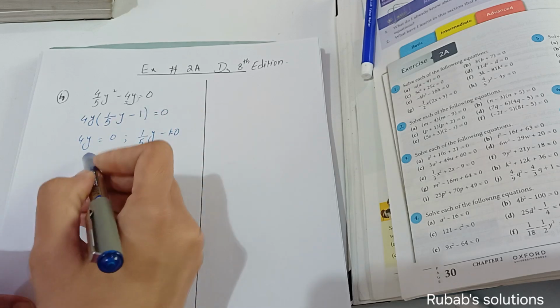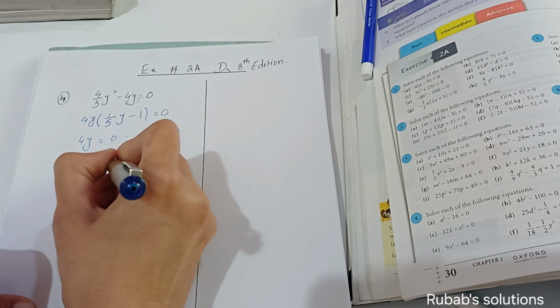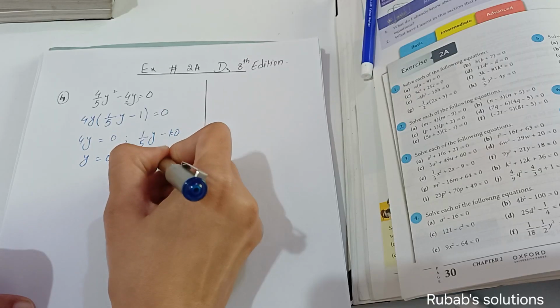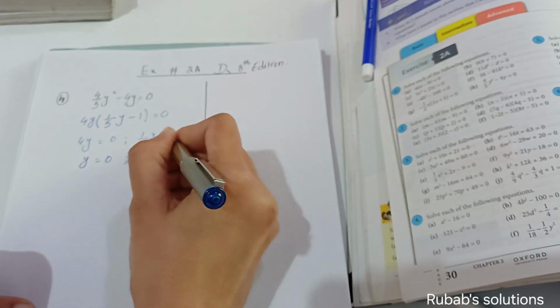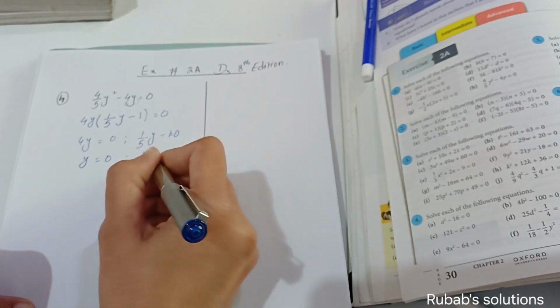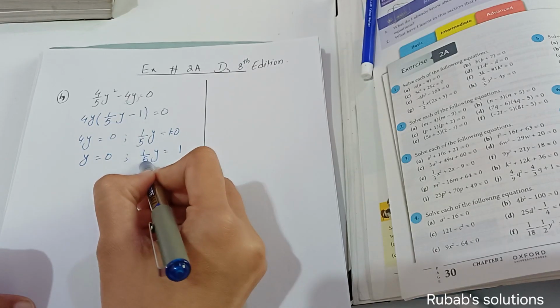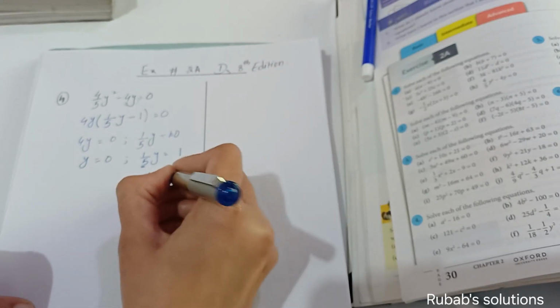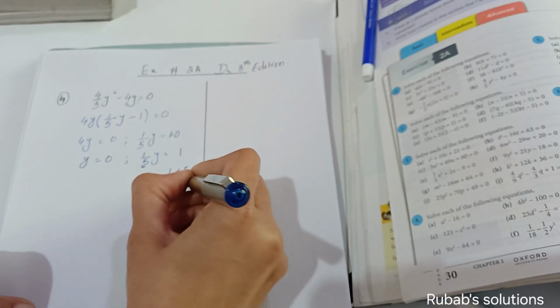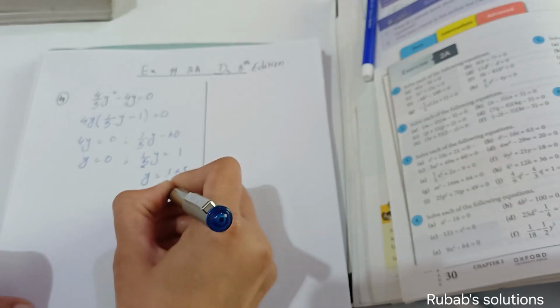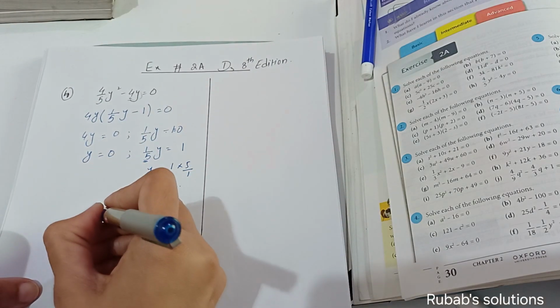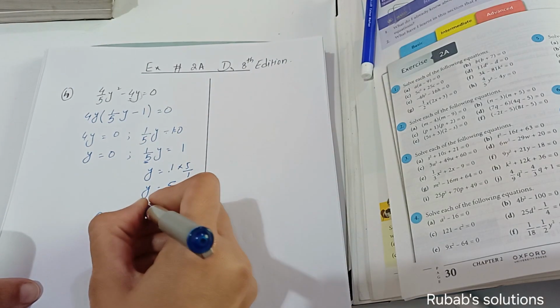So from here you will get the answer 0, and from here I will shift 1 to the other side. This is equal to 1, because it's minus 1; on the other side it will get plus 1. This is 1 by 5, meaning 5 is divided; on the other side it will become 5 by 1. It will get reciprocal. So the answer is 5. I hope this is clear. So my answer is 0 or 5.